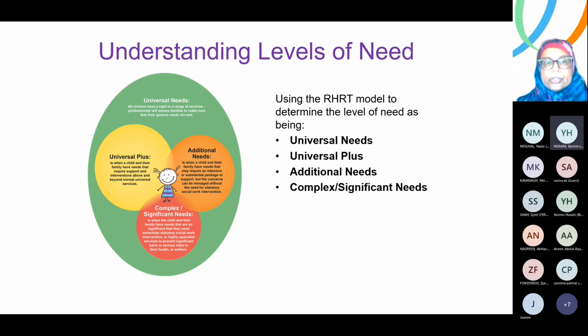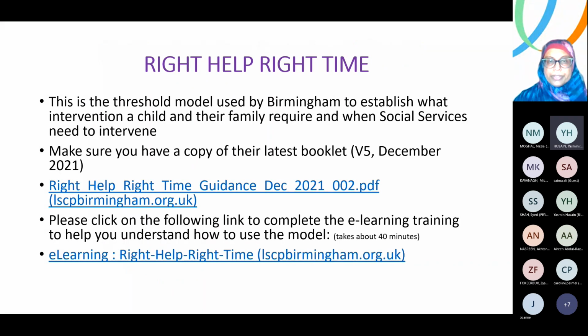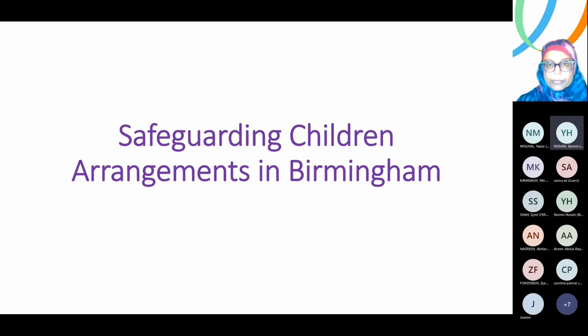I haven't got time, obviously, to go through it in detail, but basically there are 4 levels of need. Green is good, yellow as well. Red obviously means make a referral to children's social services, and orange is kind of in between. And this is how they can get the training on Right Help, Right Time. If you've not done it yourself, then do take time to do that.